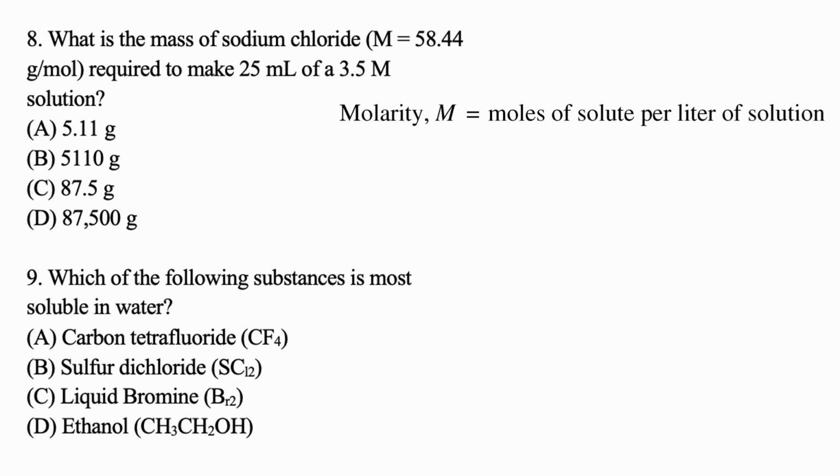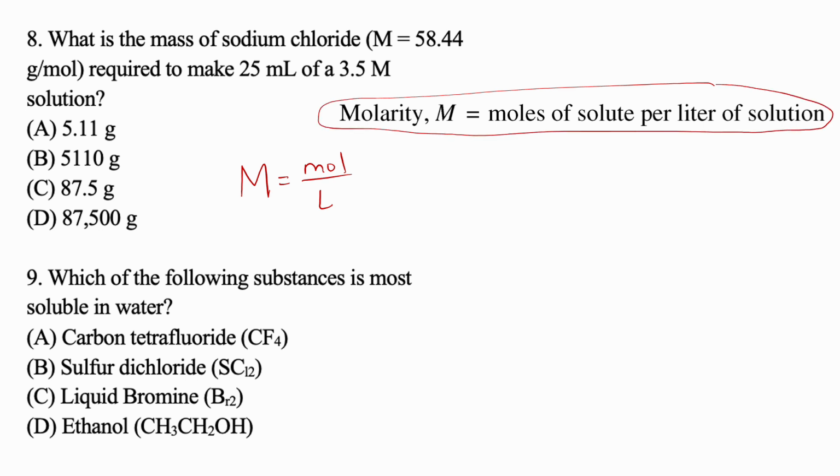Number 8, what is the mass of sodium chloride required to make 25 milliliters of a 3.5 molar solution? So we know that we were trying to find the mass. With molarity, you should know at this point that molarity is moles over liters. This is given to you on your formula sheet for AP Chem. You could have looked at that if you needed help. So if we're trying to find mass of sodium chloride, we're going to first solve for moles and then convert to mass. So in order to solve for moles, that's going to be molarity times volume.